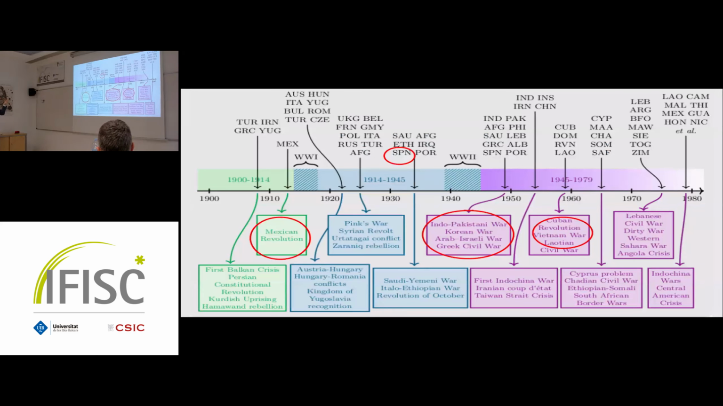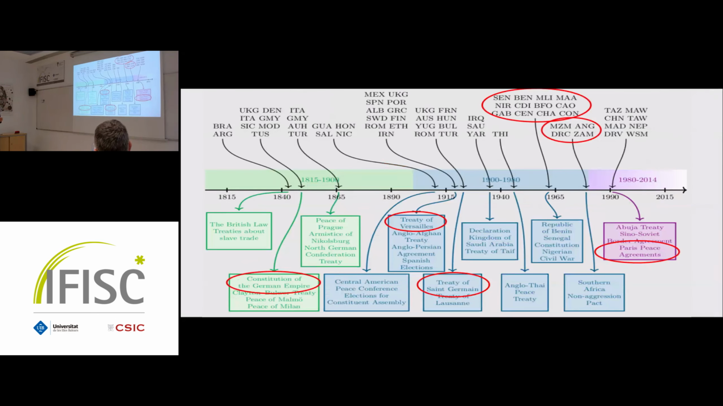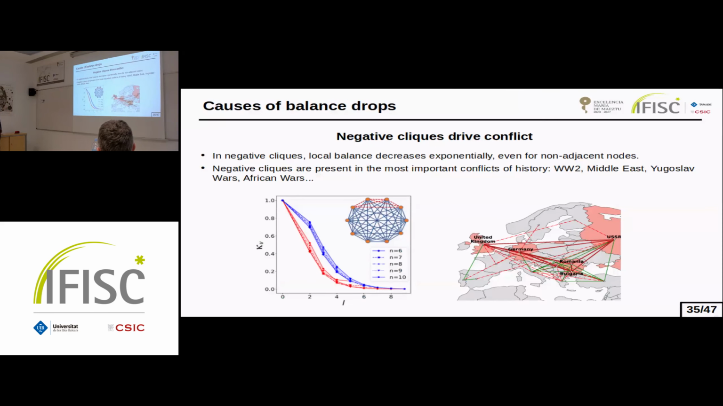Well, we saw that drops in balance correspond either to wars, to revolutions, or to violent conflicts in general, whereas increases correspond to peace treaties, to creation of supranational entities, or to peaceful independence from a colonial power. And why does this happen? Well, we believe that it has something to do with negative cliques.